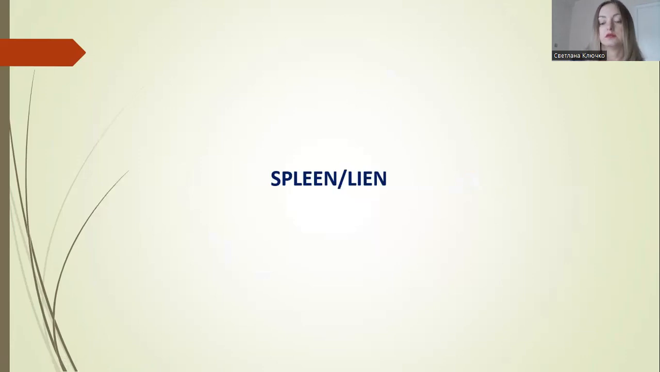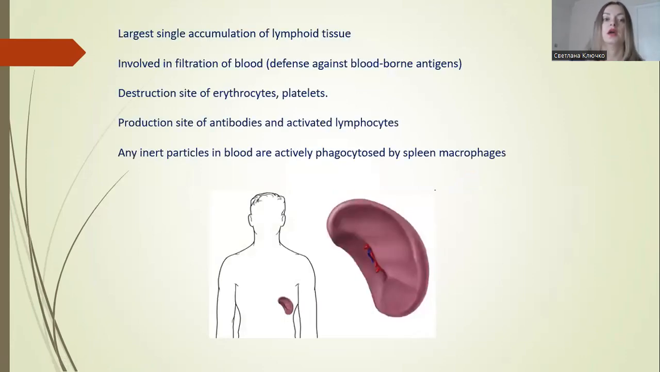Next, spleen. Spleen is the largest single accumulation of lymphoid tissue, involved in filtration of blood, defense against blood-borne antigens, destruction site of erythrocytes and platelets, production site of antibodies and activated lymphocytes. Any inert particles in blood are actively phagocytosed by spleen macrophages.